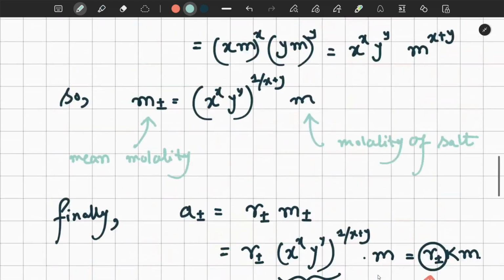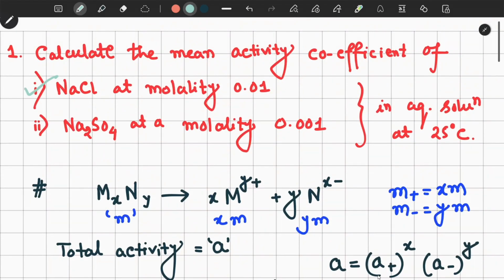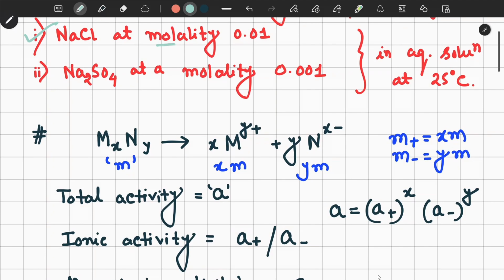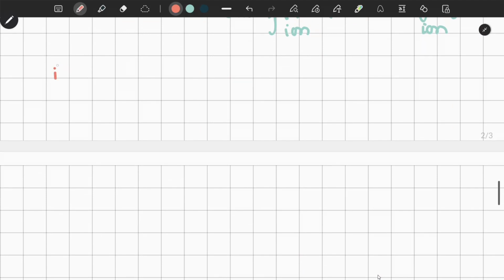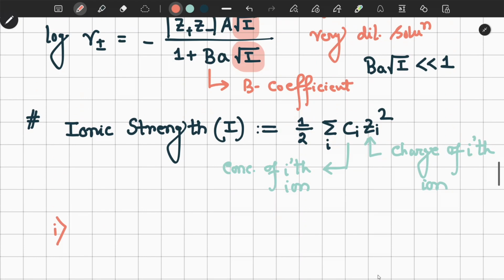Otherwise it is straightforward. Our solution is first we have to consider for NaCl solution and the molality is given, 0.01. The I can be in molar or molal concentration. There is no restriction. It can be molal, it can be molar, no problem. Here it is given as molal, so we will consider the molal as well.